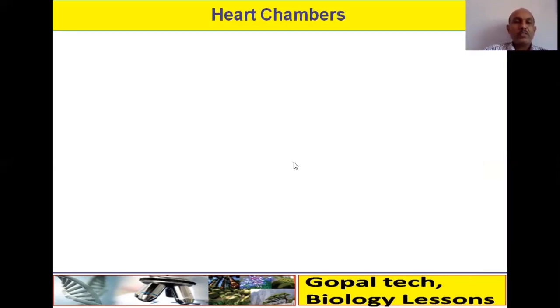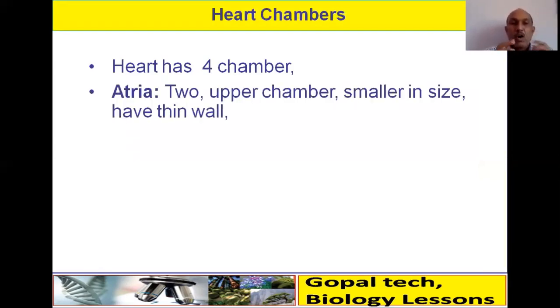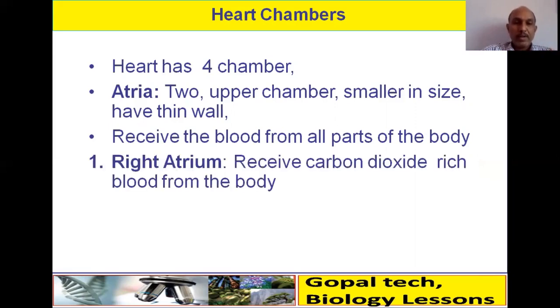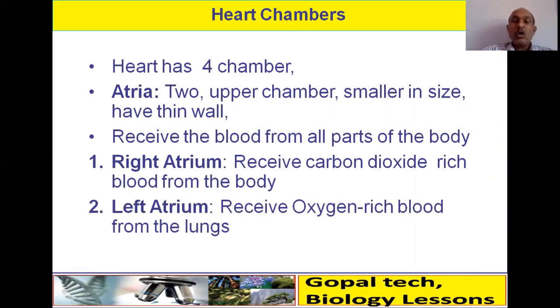Now heart chambers. The heart has 4 chambers. Atria, or auricles, are the 2 upper chambers, smaller in size and with thin walls. They receive blood from all parts of the body, both deoxygenated and oxygenated blood. The right atrium receives carbon dioxide rich blood from the body, that is deoxygenated blood. And the left atrium receives oxygen rich blood from the lungs, that is oxygenated blood.